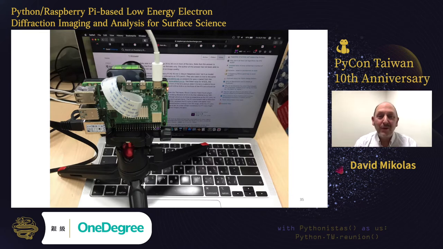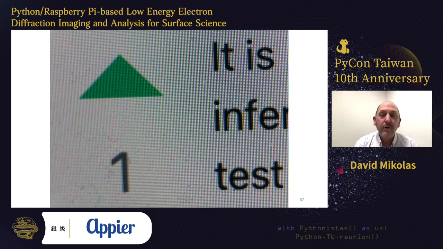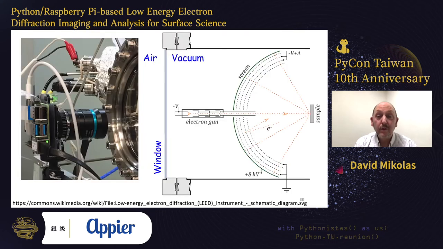Some initial experiments I did: you can focus to about 20 centimeters, no closer, with the 16 millimeter lens. But if you add an extra 6 millimeter spacer, it becomes like an extension tube and you have a macro lens.